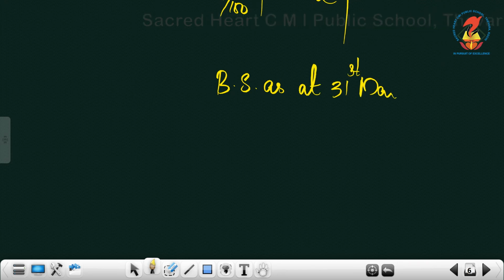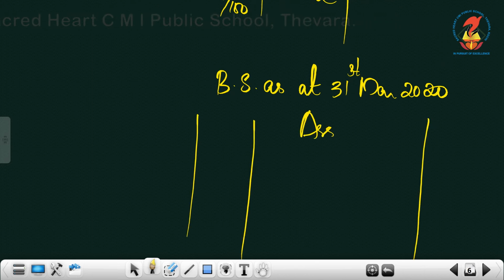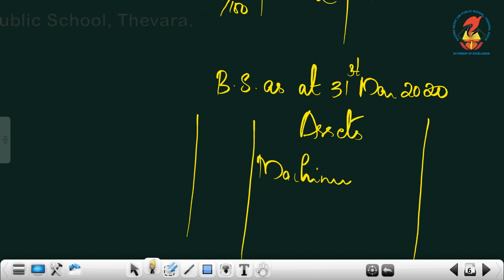Don't simply copy the answer from the textbook. You try yourself first, then you can check your answer. So, the asset side I will do now. You have to see the fixed assets first. Here we have machinery, no adjustment, so directly you write it in the outer column.